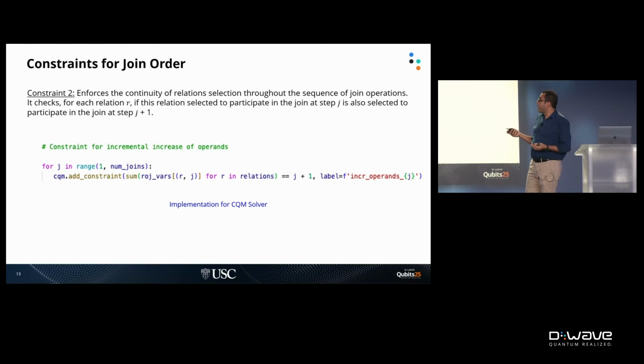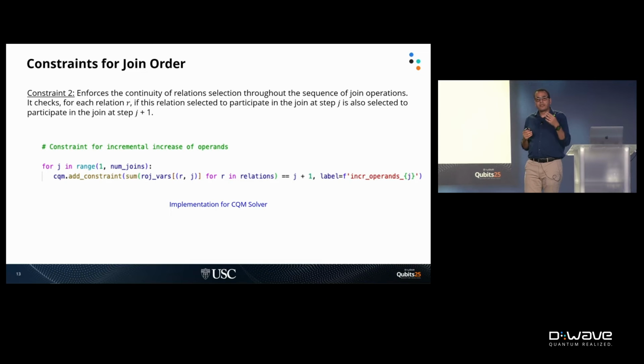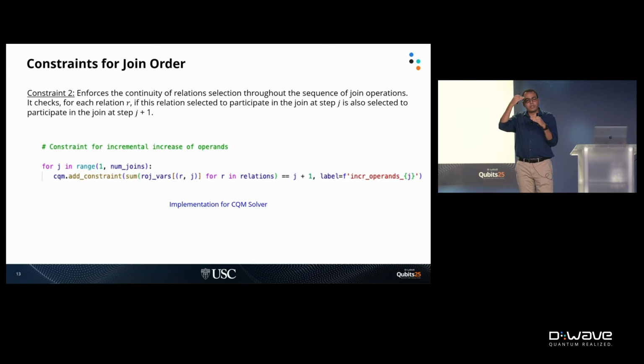Another constraint that we have is enforcing that the solution that we have is consistent. If I pick 2 relations in a specific step, I want to make sure that other relations that are joined with them after that still work with this pair that I had. So it's like an incremental increase of the operands here. And we also use equality constraints simply, as you can see here.